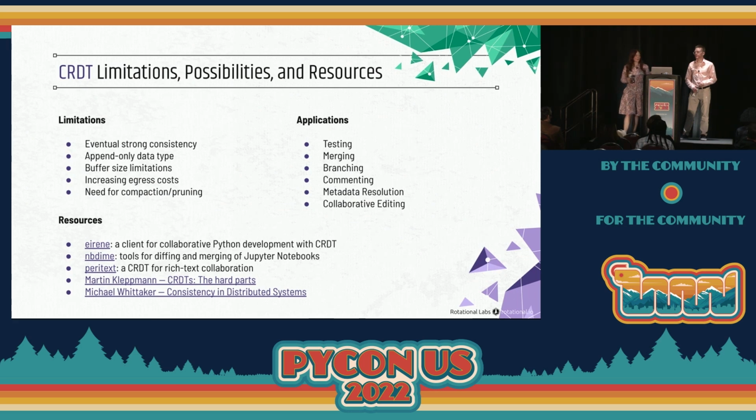We also want to give a shout out to the Paratext project. Paratext is another open source implementation of CRDT for rich text collaboration done by Martin Kleppmann and his research team. Speaking of Martin Kleppmann, if you're interested in learning a little bit more about CRDT, he has a really nice write-up on his blog and some videos about CRDTs, the hard parts. Another great resource is Michael Whitaker's Consistency in Distributed Systems lectures. There's a section all on conflict-free replicated data types, which we strongly recommend.